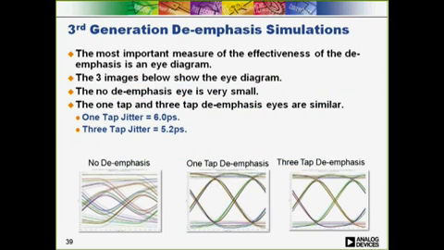Here are the eye diagram plots for the 3 cases. You can see that without de-emphasis, the eye opening is pretty small. For both the 1-tap and 3-tap cases, the eye diagram is very open, and any differences between the two are small. We've actually measured the difference in jitter here, and you can see that going from 1-tap to 3 taps resulted in about a 12% improvement in the ISI jitter.